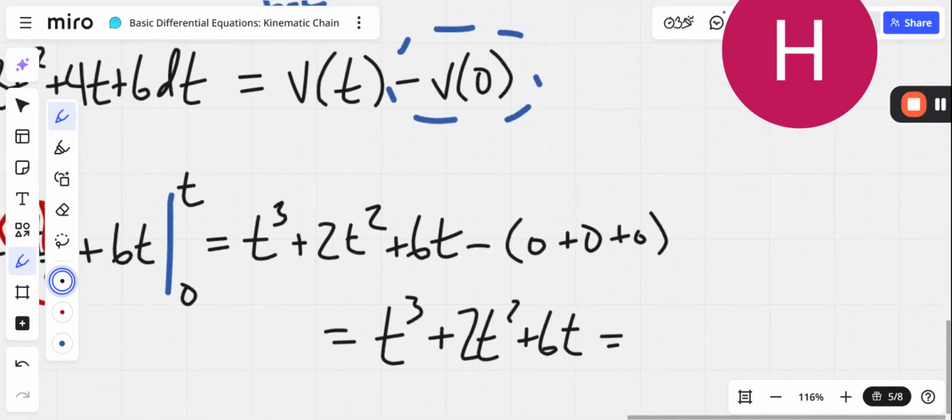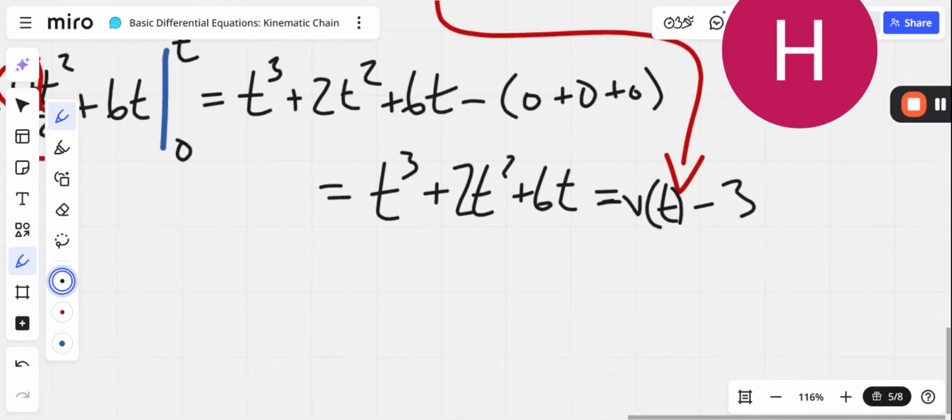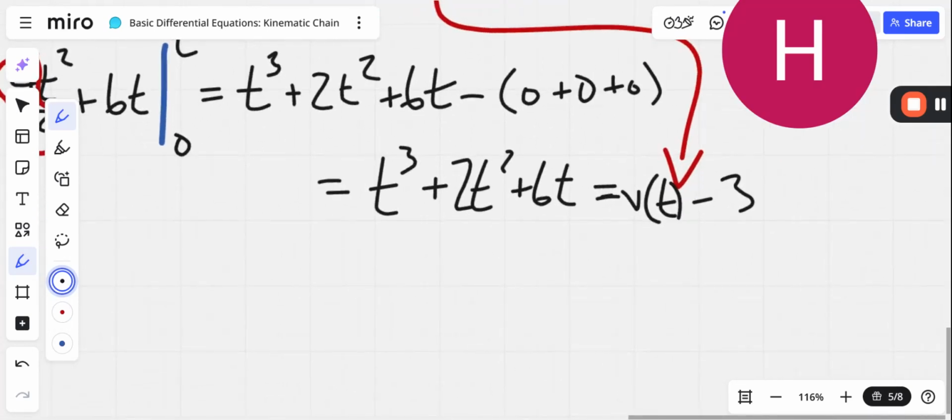And this is equal to, let's use the right side of the equation now, v of t minus 3. Last step, of course, is to just add 3 on both sides. And now we do have an expression for the velocity, which is useful.